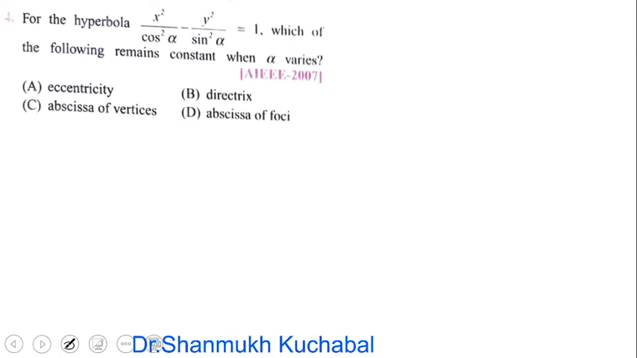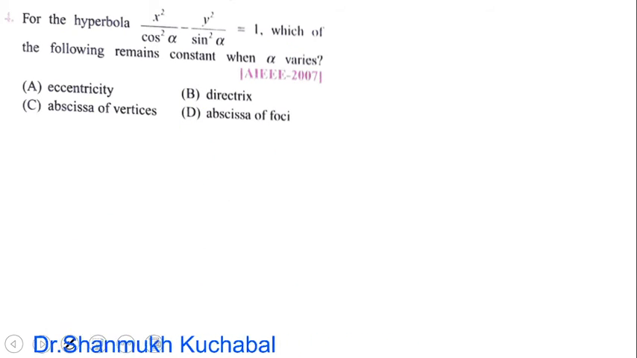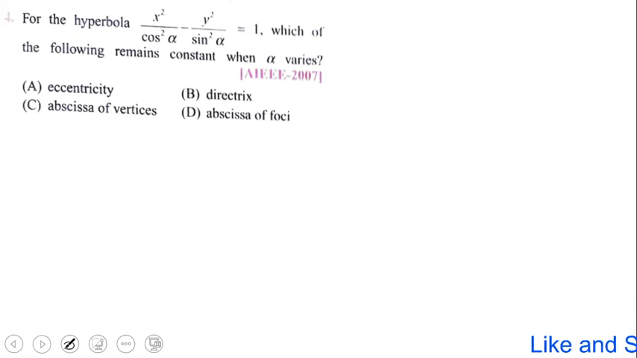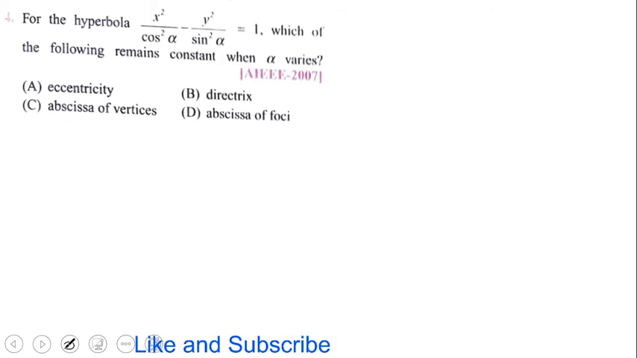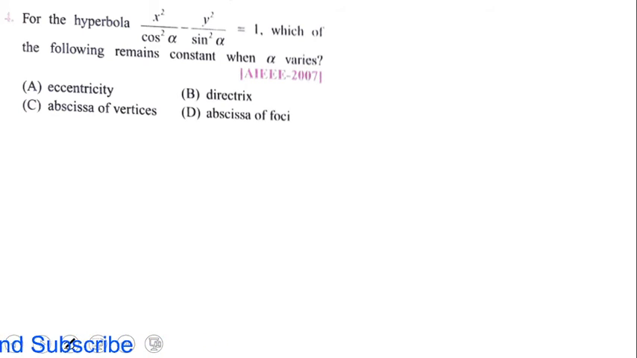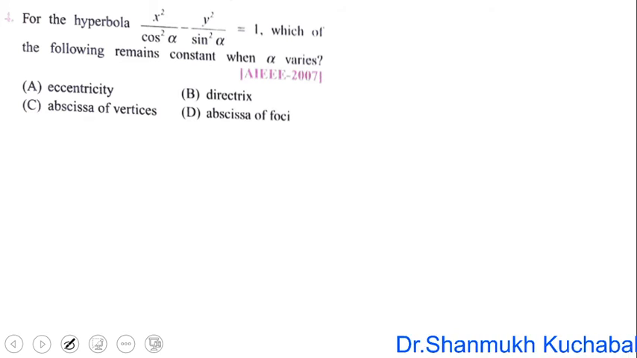Okay, we'll move to the last example, this one. The question is, for the hyperbola x square by cos square alpha minus y square by sin square alpha equal to 1, which of the following remains constant when alpha varies? That means here alpha is variable. So we have to find the eccentricity. If it is dependent on alpha, which is a variable, then it is not the correct answer. So we should find out which one among these represents a constant. Okay, step by step we will calculate this one.